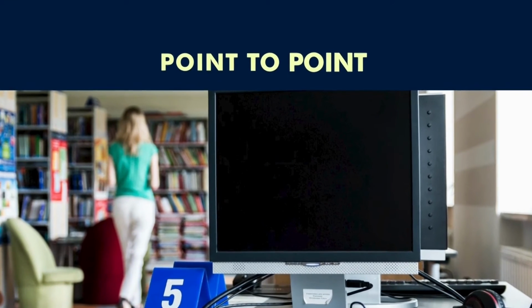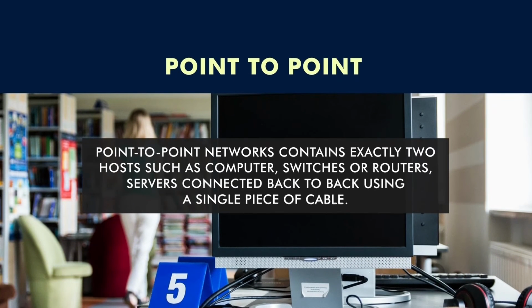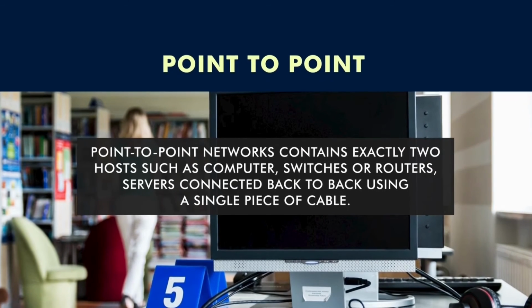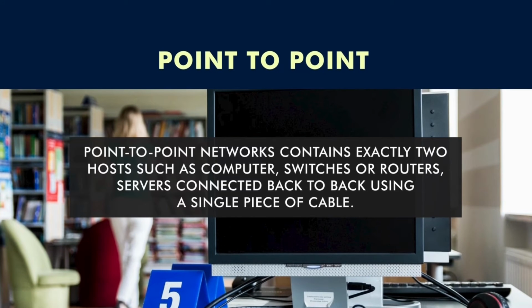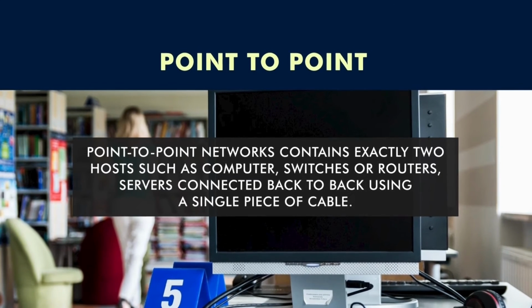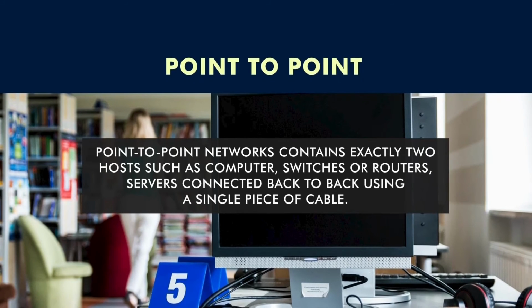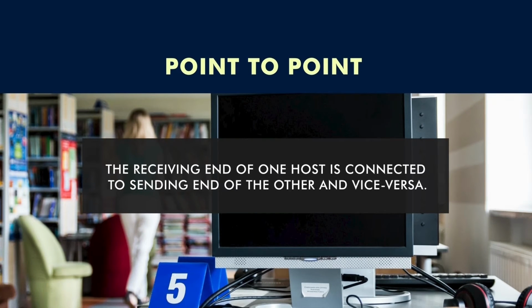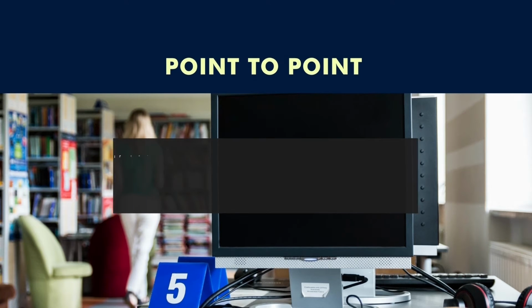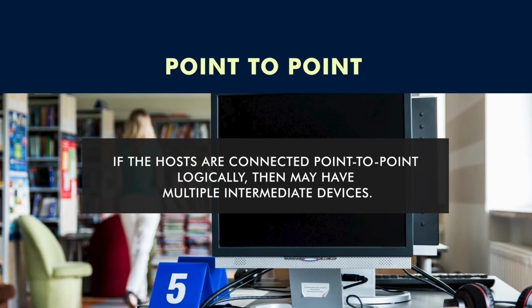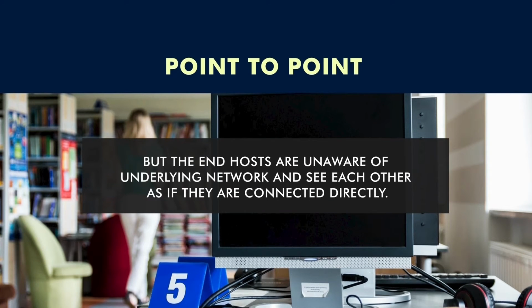There is one thing called point to point. This is the simplest arrangement. Point to point networks contain exactly two hosts such as computers, switches, routers or servers connected back to back using a single piece of cable. Often, the receiving end of one host is connected to the sending end of the other, or vice versa. If the hosts are connected point to point logically, they may have multiple intermediate devices. But the end hosts are unaware of the underlying network and see each other as if they are connected directly.